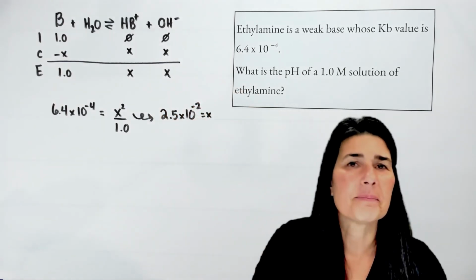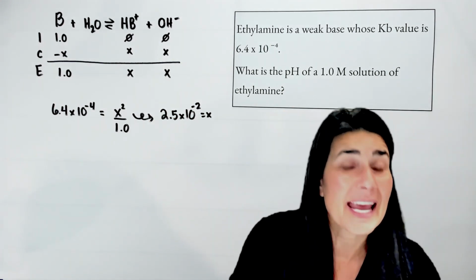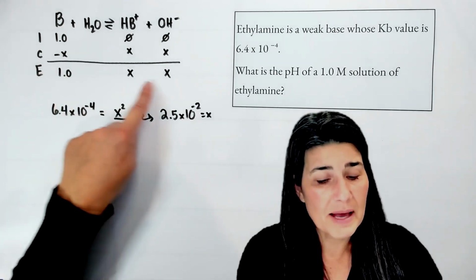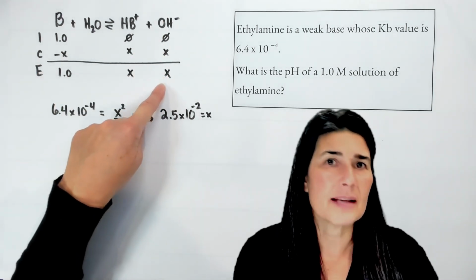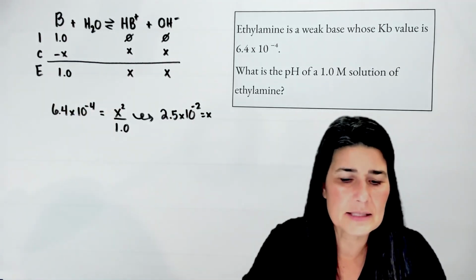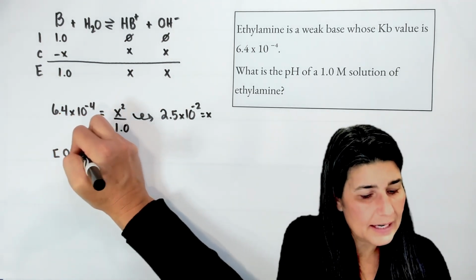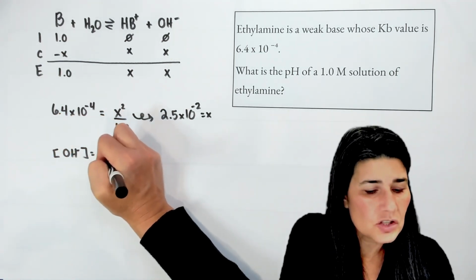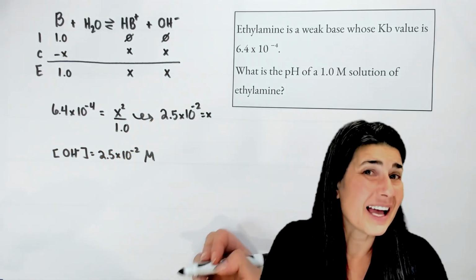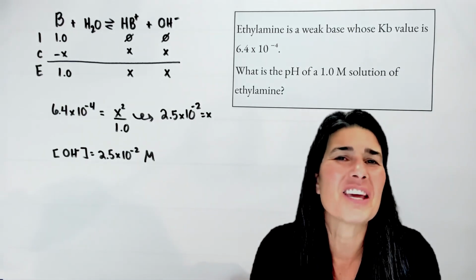That's our X. But it's always important to ask, what is X? Is X your H plus or is X your OH minus? So we look back up at the ICE table and we realize that X is OH. It's a base. This gives off OH minus in water. So since we know the OH minus concentration is 2.5 times 10 to the minus 2 molar, I want pH, but it's probably a little easier just to find pOH.